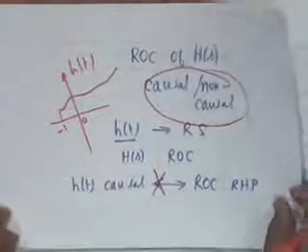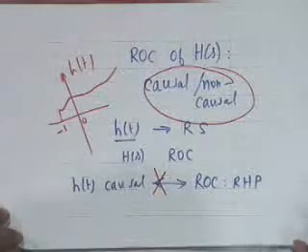But if the ROC is some left half plane, the signal h of t is left sided. Correct. So does it also mean that h of t, if the ROC is the entire plane, goes from some particular value till infinity to minus infinity?